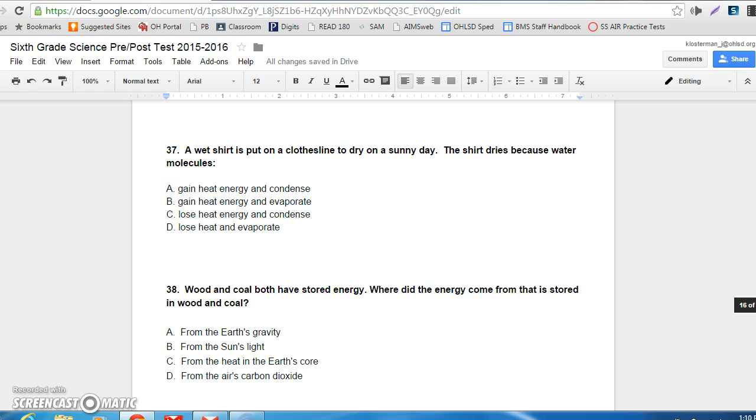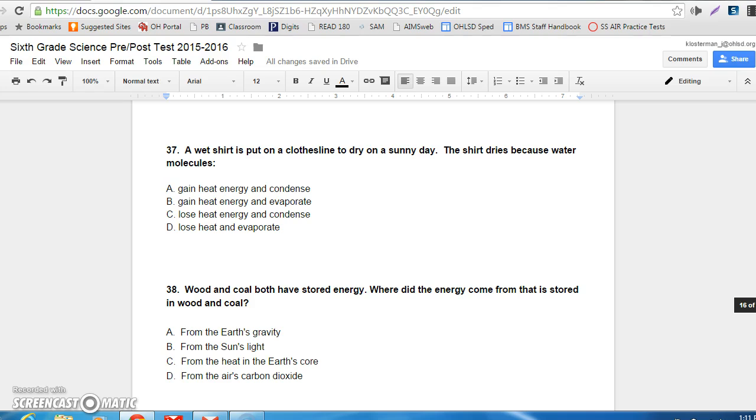37. A wet shirt is put on a clothesline to dry on a sunny day. The shirt dries because water molecules A, gain heat energy and condense, B, gain heat energy and evaporate, C, lose heat energy and condense, D, lose heat and evaporate.